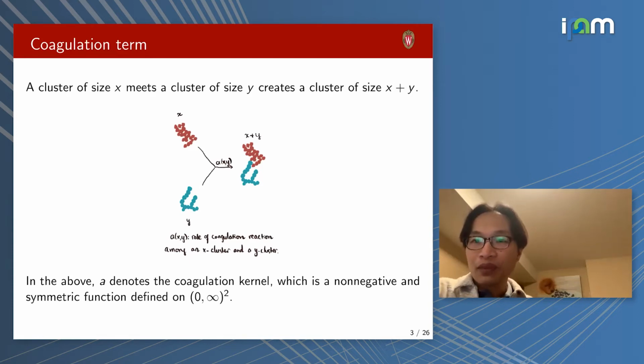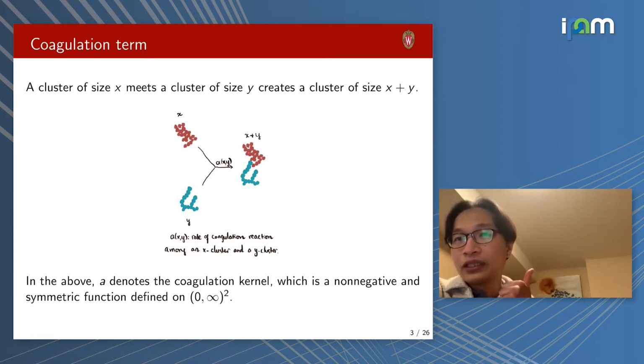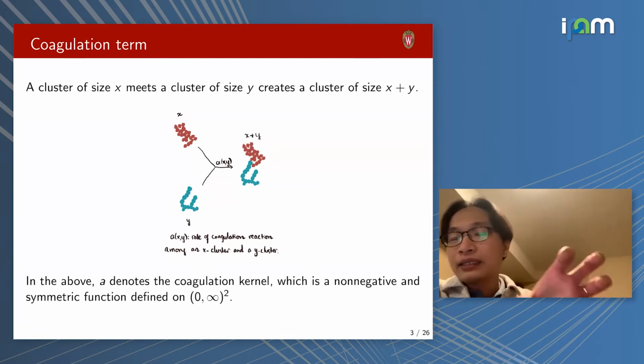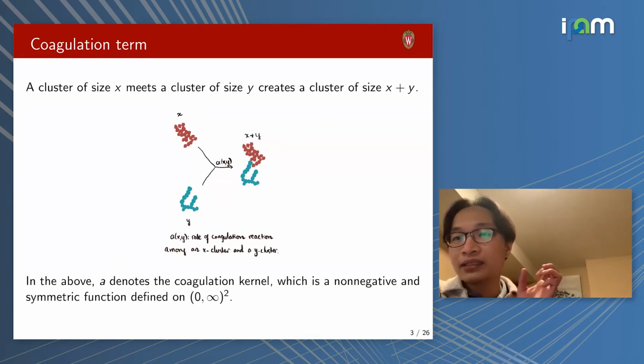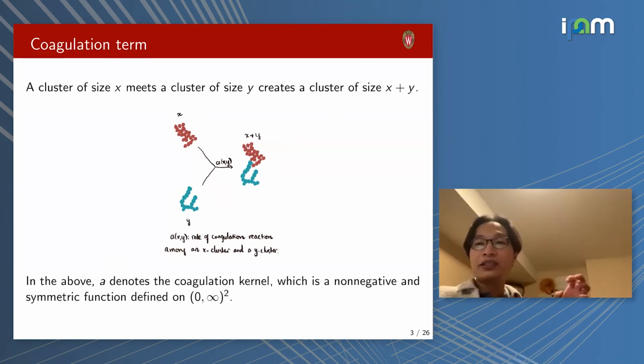Okay, so it's a very simple effect, and you see that again, as I said, we are not taking into account the positions of the clusters as well as the velocity field. Here, everything is taken into account through the kernel. So A(X,Y) is the kernel, which represents the rate of coagulations or combinations between X cluster and Y cluster.